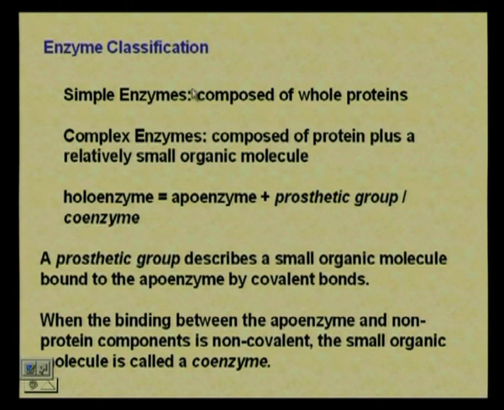So, in this simple, very ordinary classification, we would have two types. One is the simple enzymes that comprise just whole proteins, for example, ribonuclease. Complex enzymes have a protein part, and along with the protein part they have a small organic moiety, either attached to it covalently or just associated with it. If it is attached covalently, it is called a prosthetic group. If it is just a non-covalent association, it is called a coenzyme.